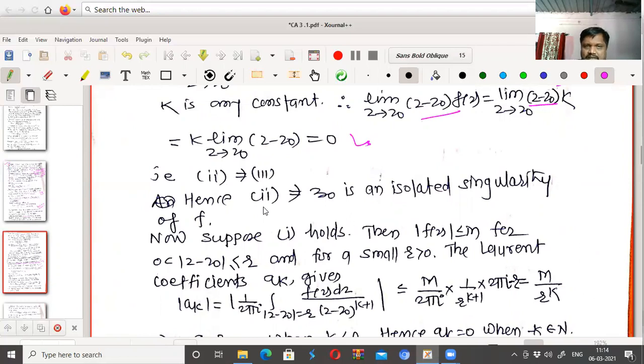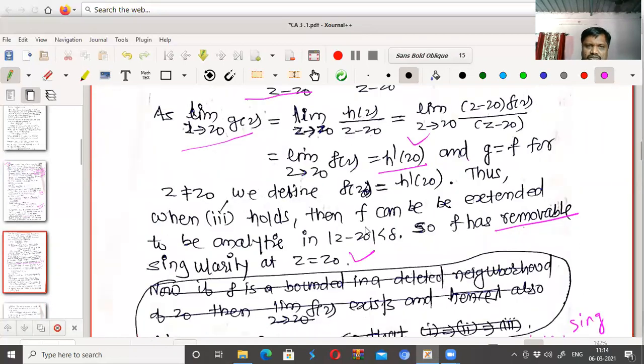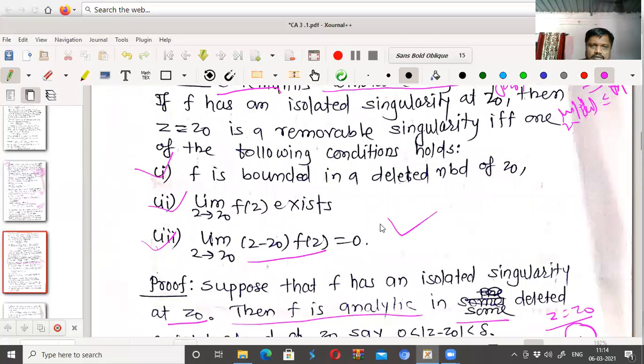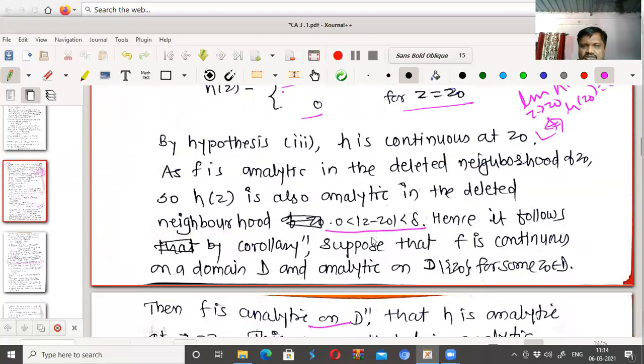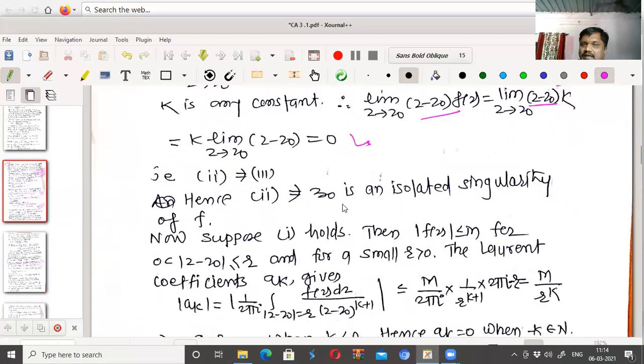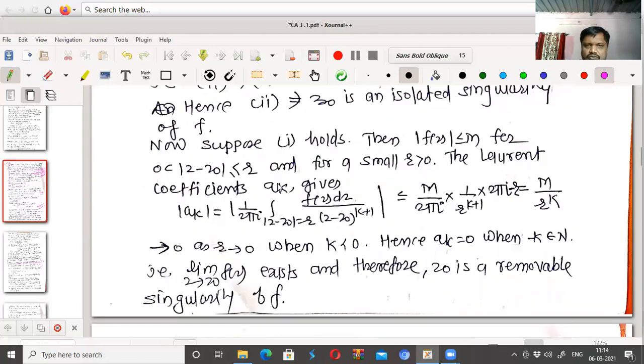What is 2 here? Suppose the limit as z tends to z0 of f(z) exists. That means z0 is a removable singularity. Not only removable, it is an isolated singularity also. So it is obvious that it is isolated as well as removable. If we consider removable, then the third holds, no doubt.